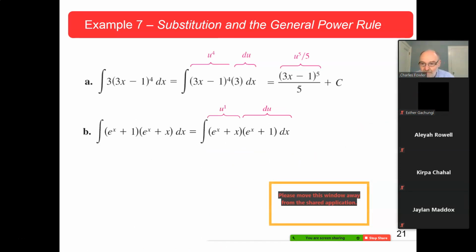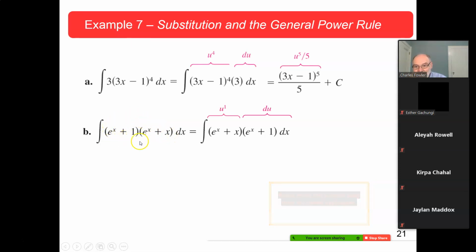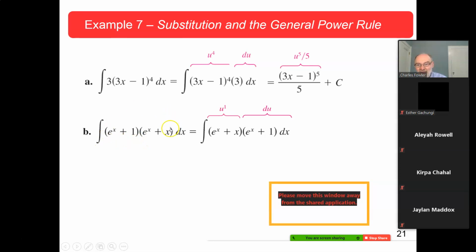So here's another part. The integral of e to the x plus 1 times e to the x plus x dx. Now this one actually would just about be as easy if you did just multiply this. Just use the FOIL method. This would be e to the 2x plus x e to the x plus e to the x plus x, okay? That wouldn't be too bad to do except for that term that's x e to the x. That would be something we haven't done yet.